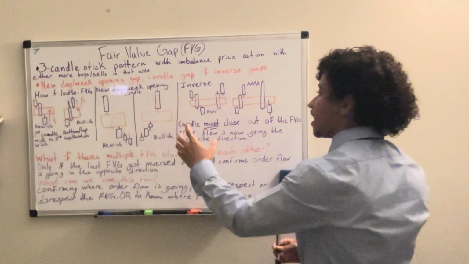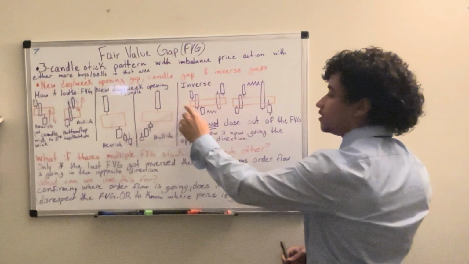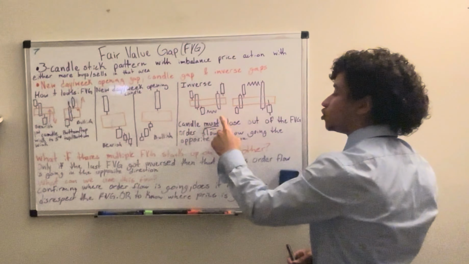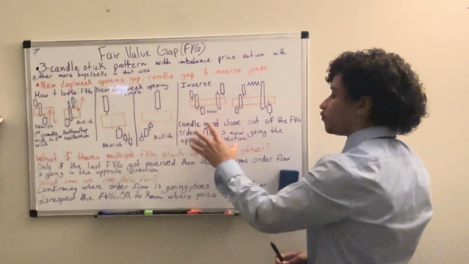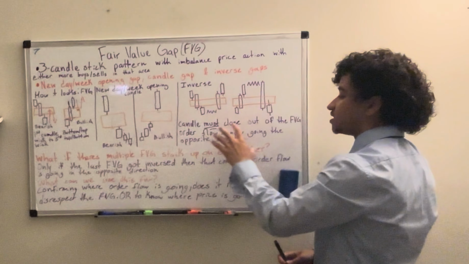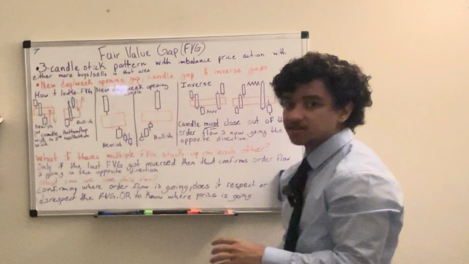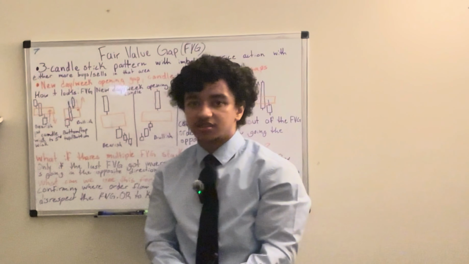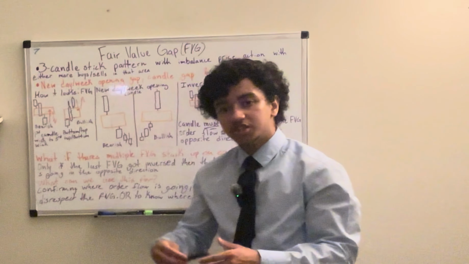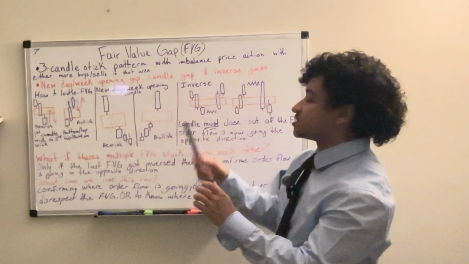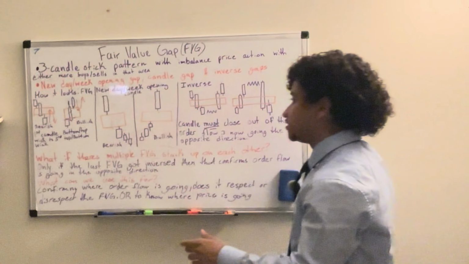But then we have the last one, inverse gaps. So a candle must close out of the fair value gap, and then we have order flow that is now going in the opposite direction. This helps us tell that the order flow is going in the opposite direction to where price was going. Price was previously going bullish, but it inversed this gap to tell us now it's going bearish. All right, how are we going to identify this?